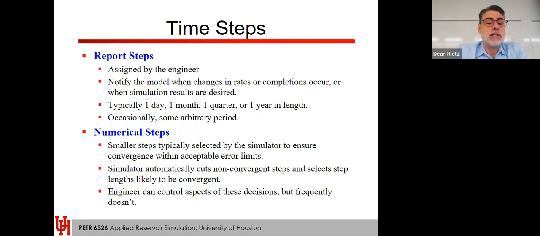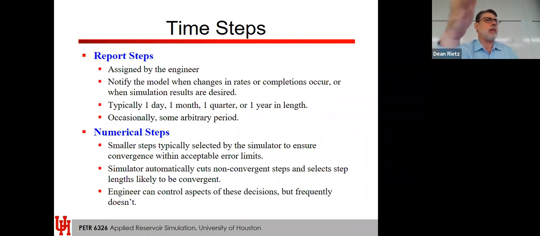These are smaller steps typically selected by the simulator to ensure convergence within acceptable error limits. So if there is a non-convergent time step, remember I said you took too big a bite of the apple? Well, what do you do when you take too big a bite of an apple? Spit it out, or you stop, and the simulator will do exactly that. If it doesn't converge, it doesn't just stop. It says, I couldn't find a solution, and then it chops the time steps back, and different simulators will have different algorithms for that. But they do certain things.